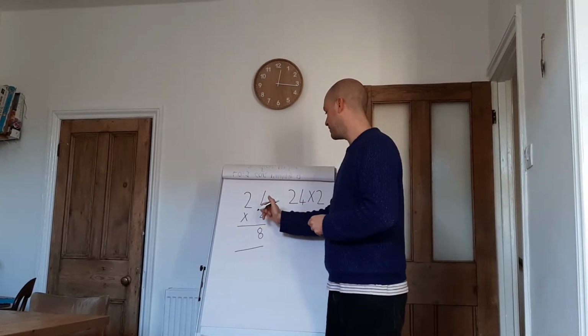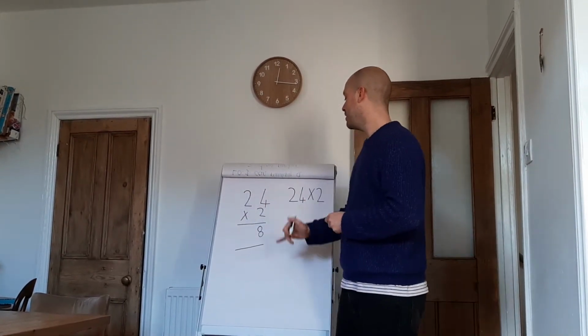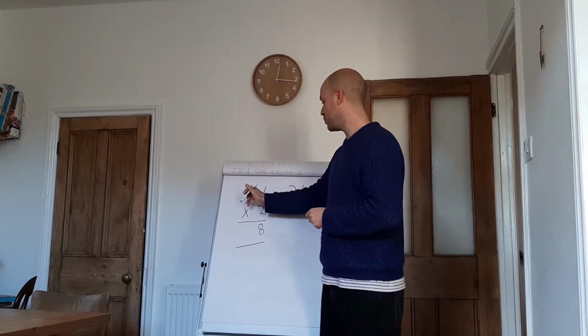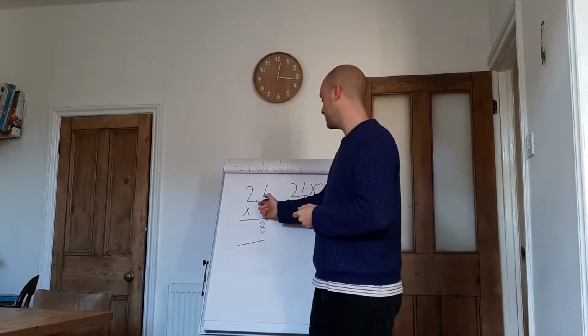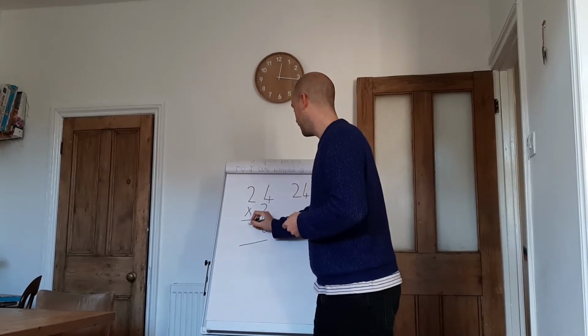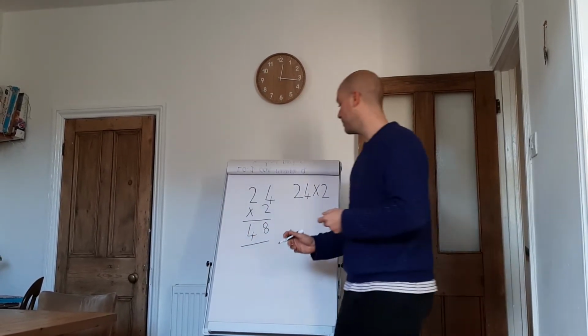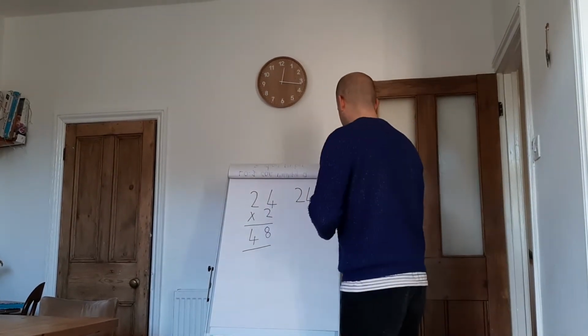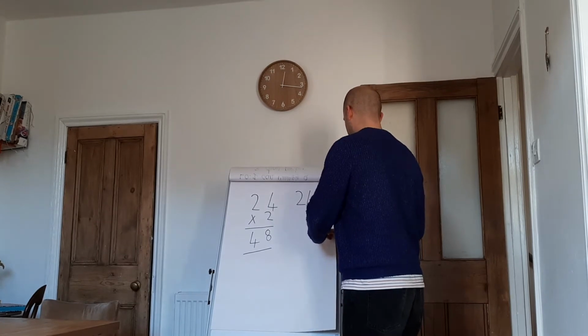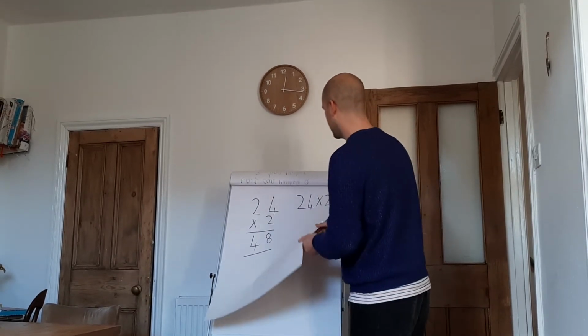Then we're going to move on to 2 times 2. Here we're actually doing 2 times 20, but when we set it out in this method, all we need to do is 2 times 2, which is 4. So nice and simple, the answer would be 48. We're taking that a step further today, and we're going to be looking at 3 digits times 1 digit.